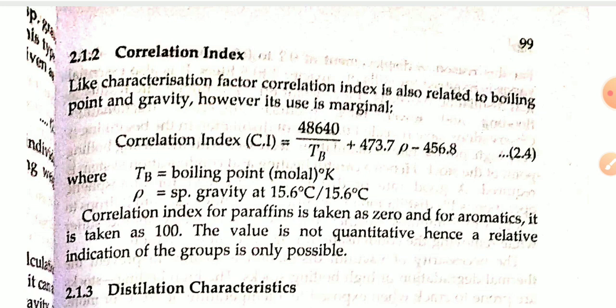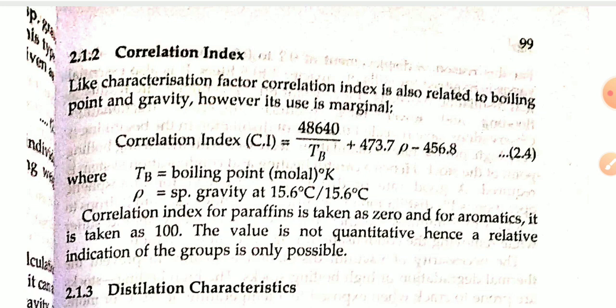Now start simply. Like the characterization factor, the correlation index is also related to the boiling point and gravity. However, it is useful in a marginal range. First of all, write down this equation. Okay, C index, that is, correlation index CI.